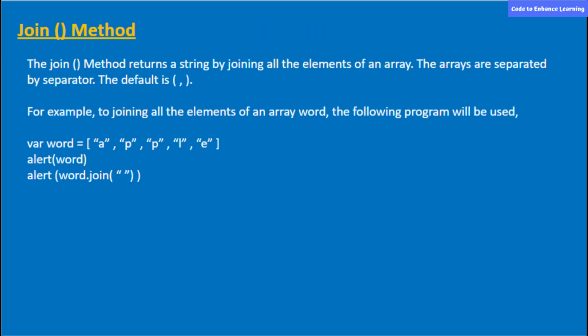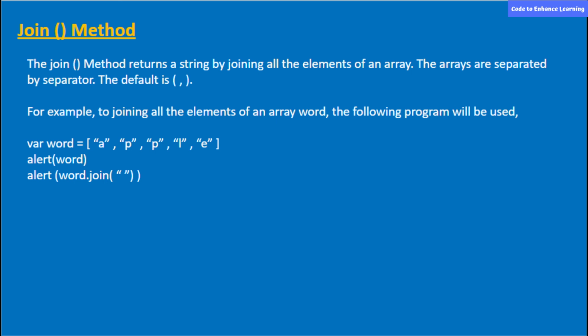The join method returns a string by joining all the elements of an array. The elements are separated by a separator. The default separator is a comma. For example, to join all the elements of an array called word, the following program will be used.